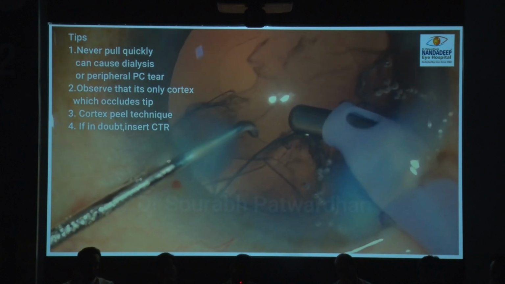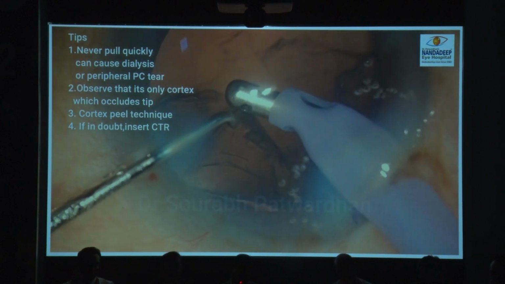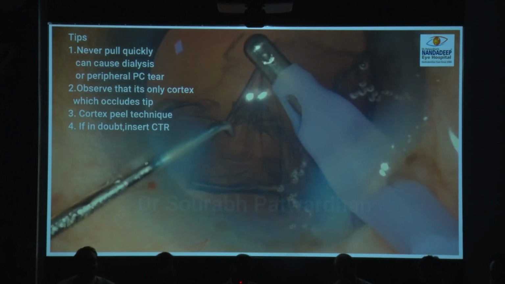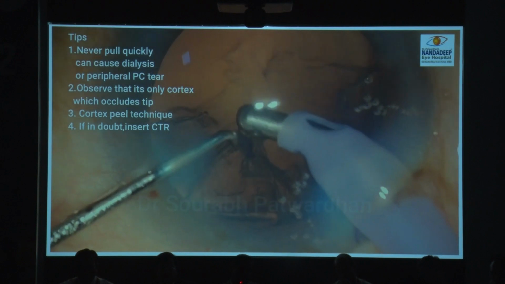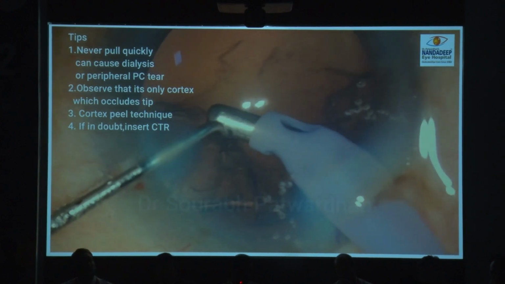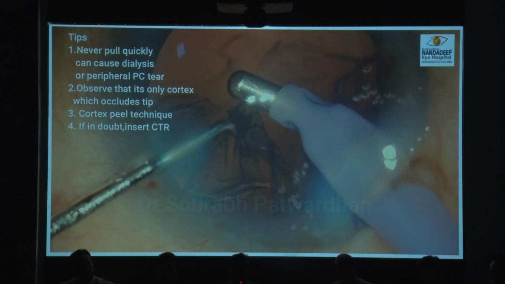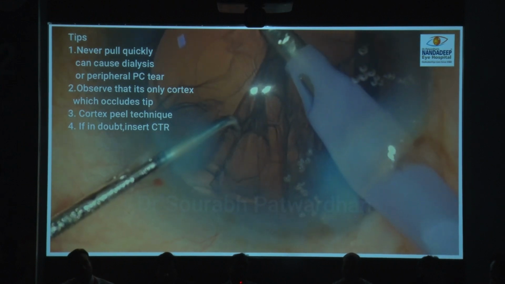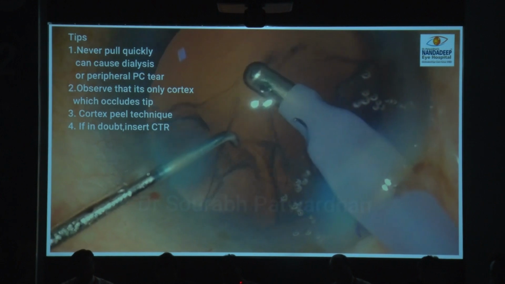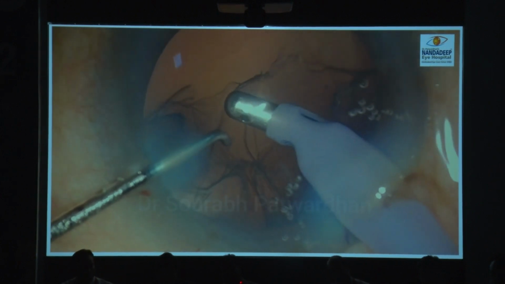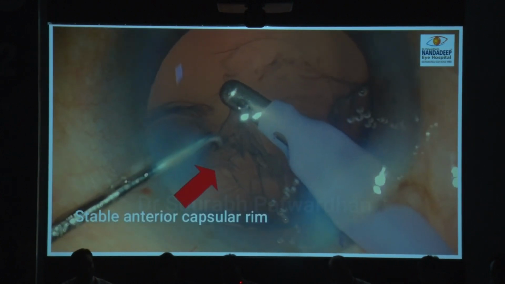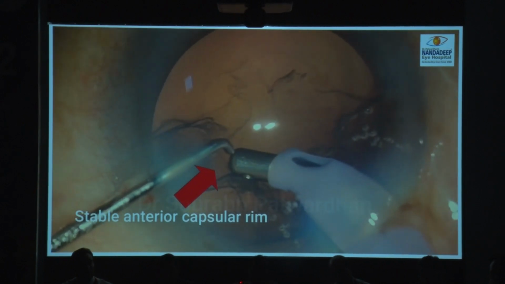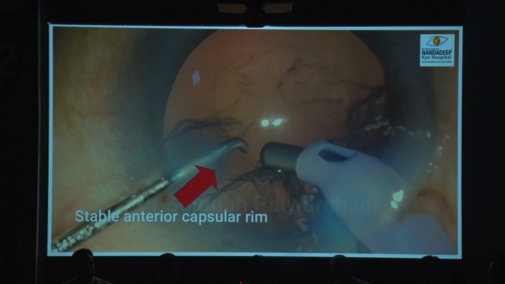So observe that only the cortex is occluding the tip and use the cortex peel technique, where you gradually try to release the cortex from the posterior capsule. Little bit of tangential movements and very slow movement of the probe is recommended. If the instability is more, one can insert capsular tension ring and then proceed with the cortex removal.